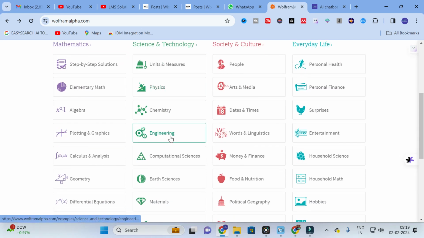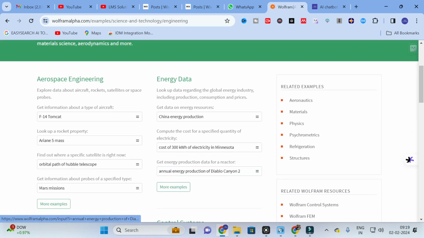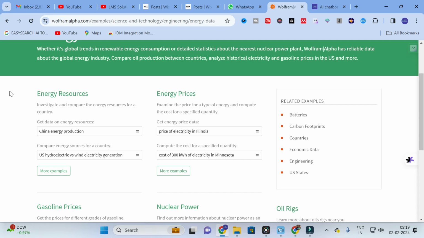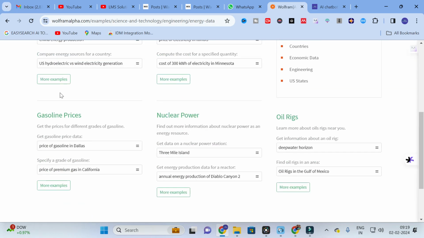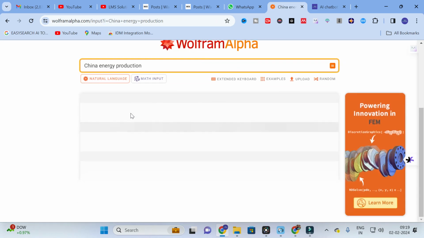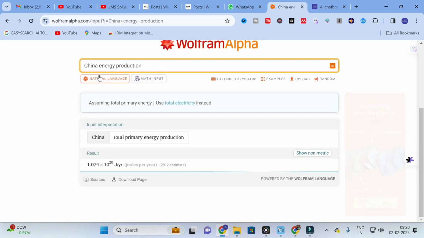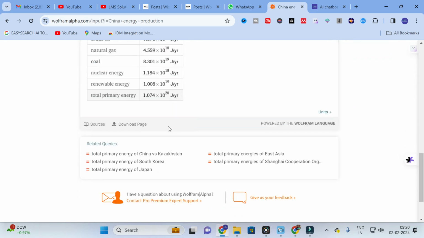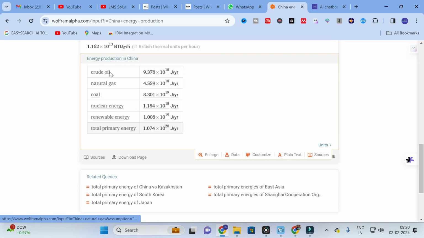So apart from this, going to explore engineering again. So in this I am going to explore this one, that is energy data. So click on energy data. So here you can see energy resources, energy prices, gasoline prices, nuclear power. So like that it has different options. So in this, investigate and compare the energy resource for a country. So here you can see this is all about China energy production. So this is the China energy production and graph. So you can get the data within seconds. So what are the sources where the energy is produced.